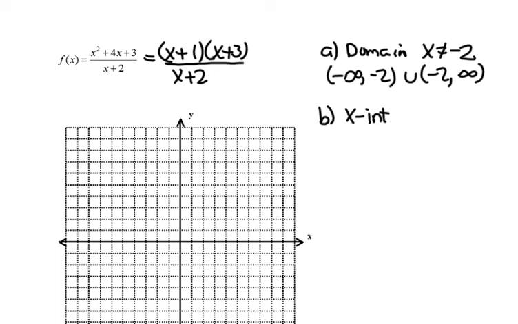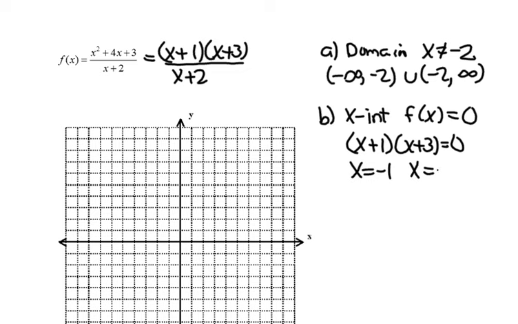X-intercept: we know f of x is equal to 0. Now again, when is a fraction 0? When the numerator is 0. We already factored the numerator. Now that you know the factors, the zeros are easy to write also. So that's -1, 0 and -3, 0.